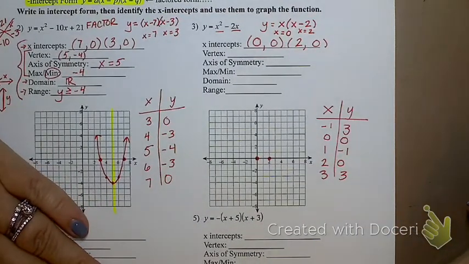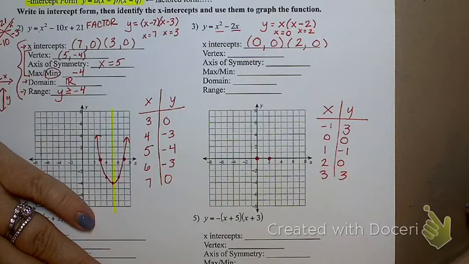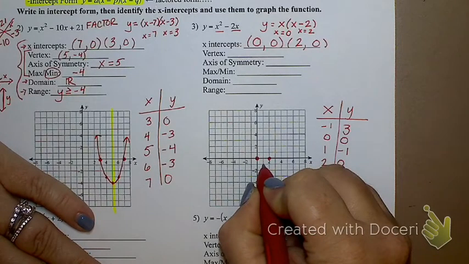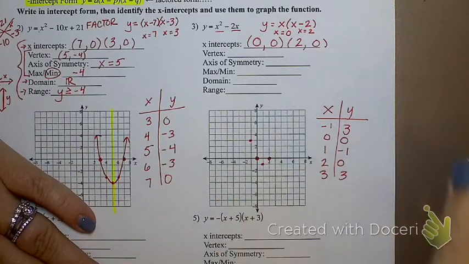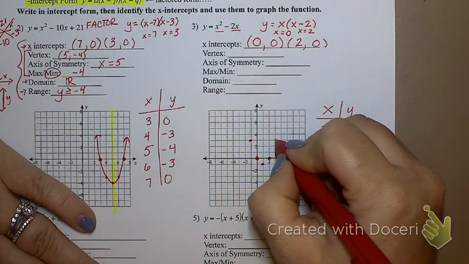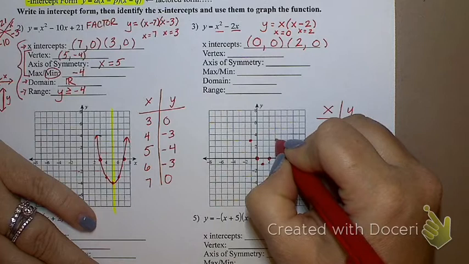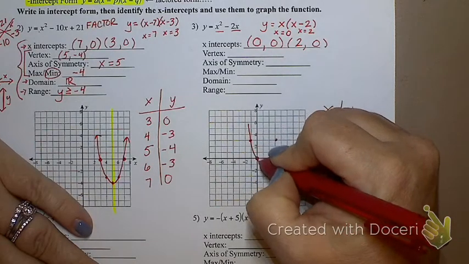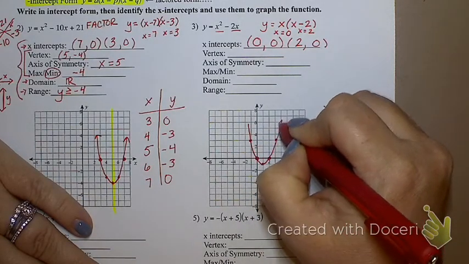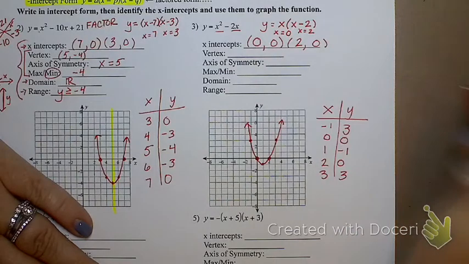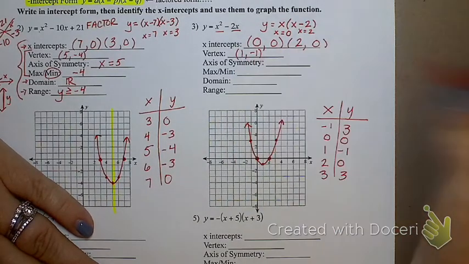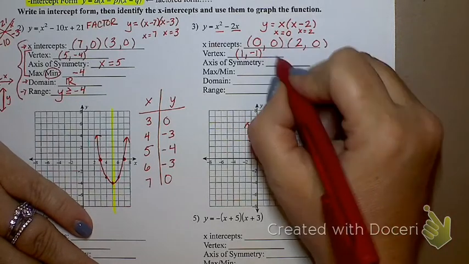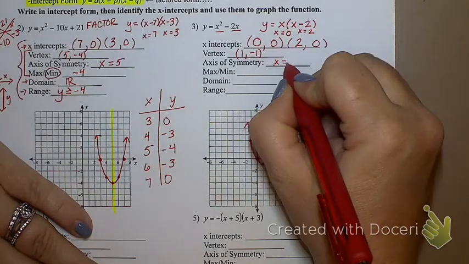Okay, so what's my vertex? Well, let's graph it. Negative 1, 3. 1, negative 1. And 3, 3. All right, what's my vertex? 1, negative 1. Parentheses important? Yes. Heck yes. Axis of symmetry, x equals 1.